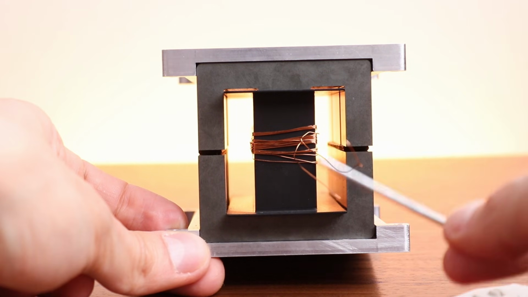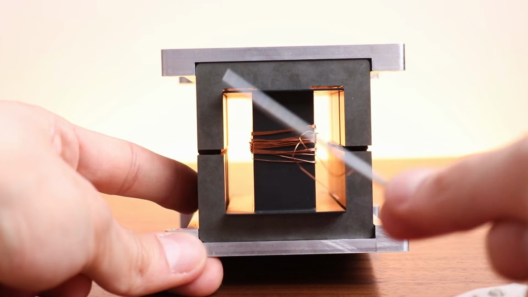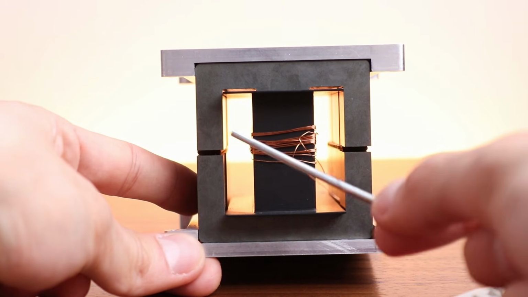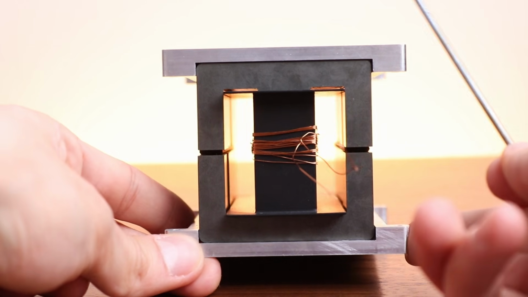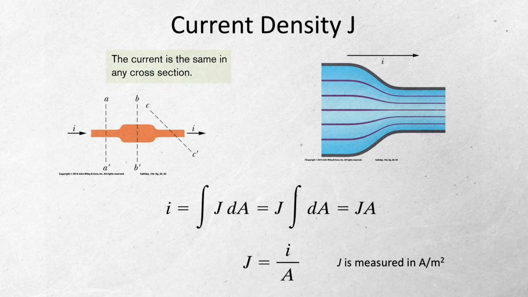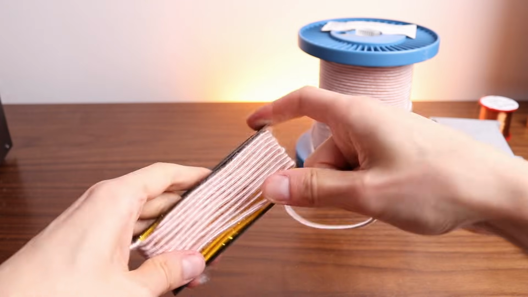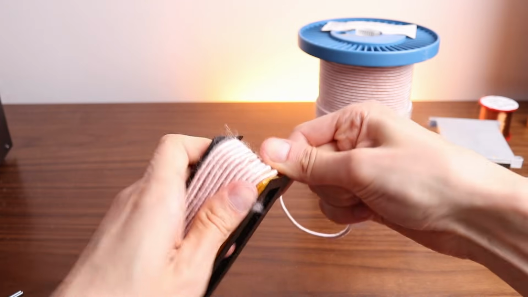Ideally, copper should fill as much of the winding window as possible. That keeps the inductor small and minimizes parasitic resistance, reducing ohmic losses and improving efficiency. On the other hand, the current density in the wire must not exceed its limits due to overheating. Obviously, a thin wire can't carry hundreds of amps. So, what should the current density be?